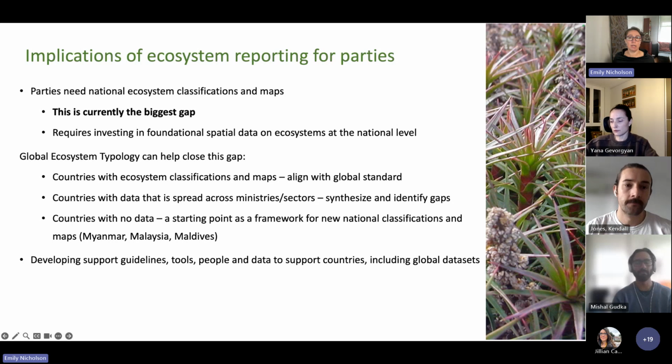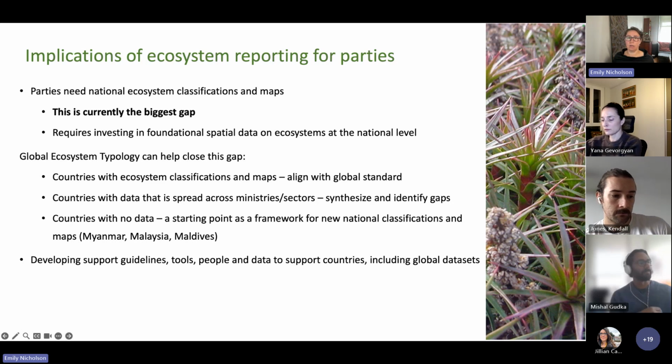We don't know how many countries have adequate ecosystem classification maps. An inventory is currently being developed as part of the GEO Global Ecosystems Atlas initiative, and this is going to be a valuable resource. Our recent data through our own research suggests that at least 60 to 100 countries may have adequate ecosystem data. But it's clear that we're going to need investment in foundational spatial data for ecosystems. And I'll come back to that at the end. But the global ecosystem typology can actually help us close this gap.